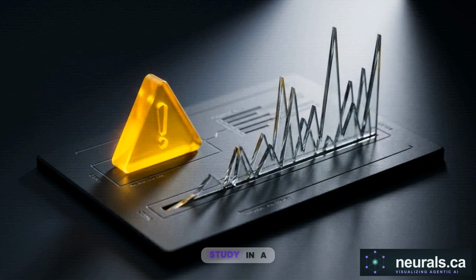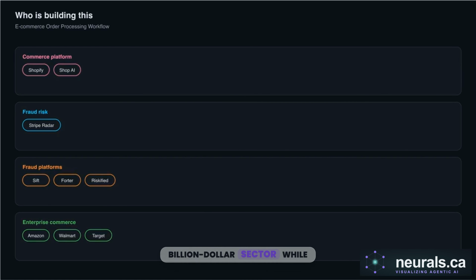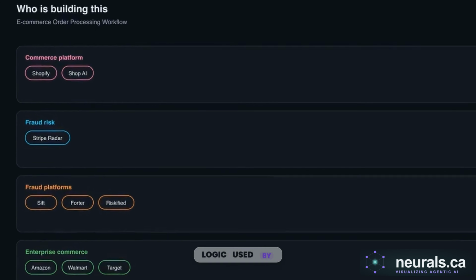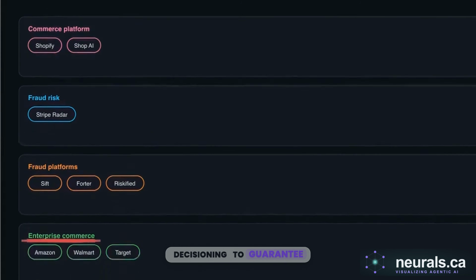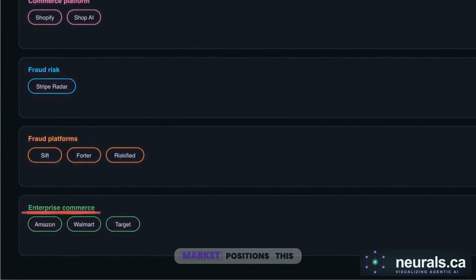This landscape places our case study in a billion-dollar sector. While internal code is proprietary, the operational logic used by Shopify, Stripe Radar, and Forter reflects this exact multi-layered risk approach. These enterprises leverage adaptive decisioning to guarantee chargebacks and secure market positions.